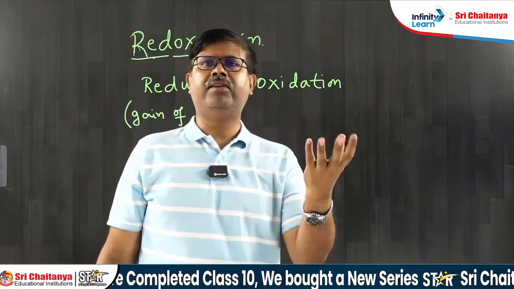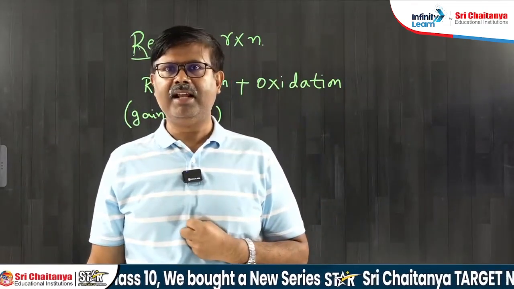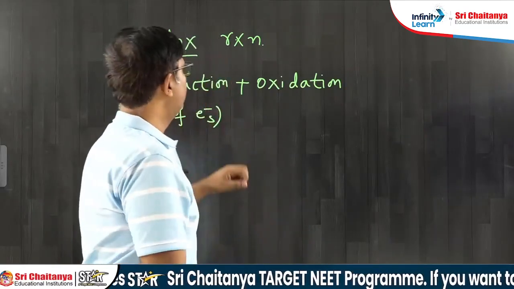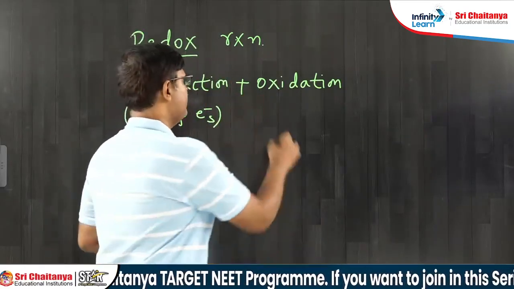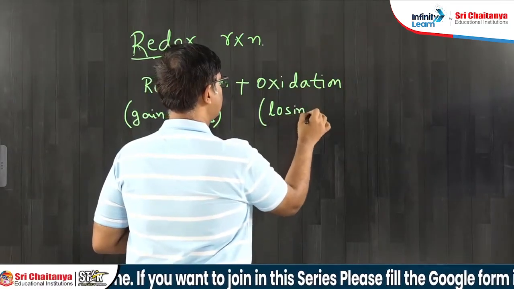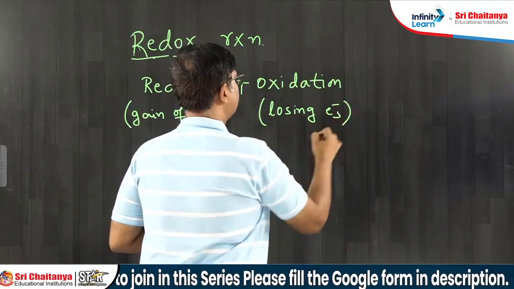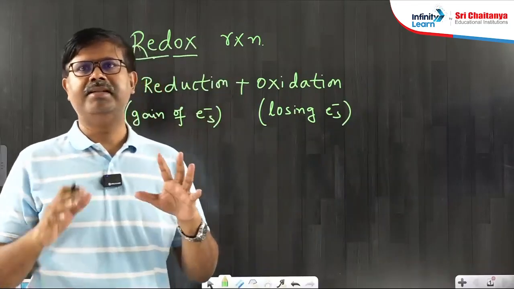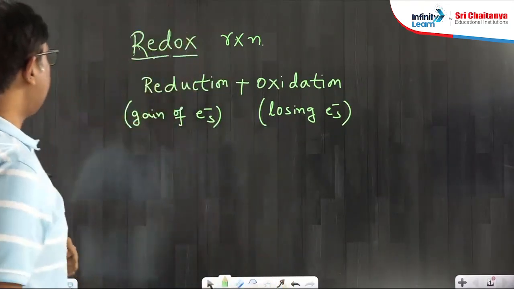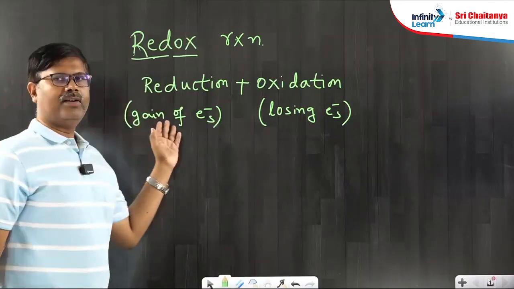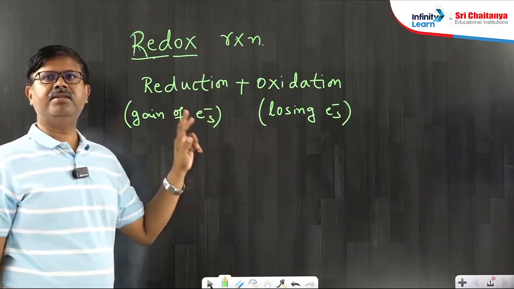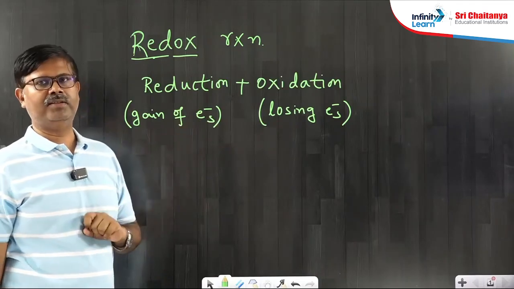When a species is gaining electrons, it is called reduction. Oxidation is the reverse, that means losing electrons. Loss of electrons is oxidation. Now, if both gain of electrons and loss of electrons are taking place in a reaction, such a reaction is called a redox reaction.